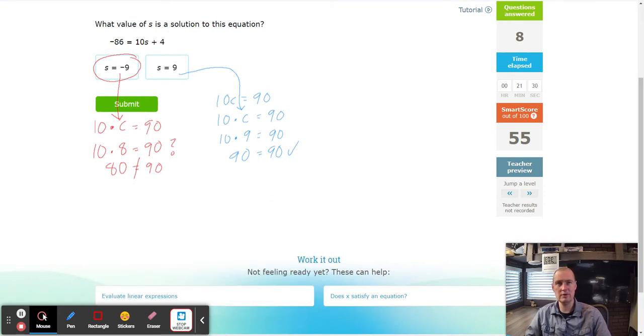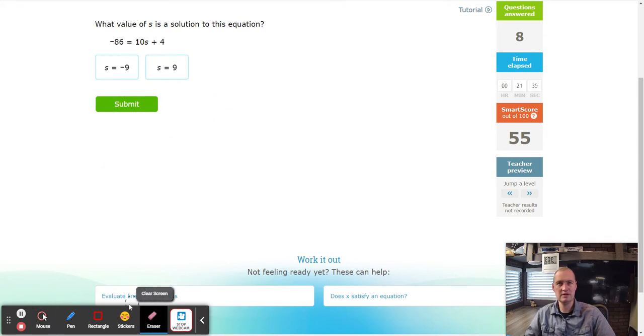Now it's getting a little bit harder. They put a negative on the sides and all that, but you know what? It's still the same thing. So first step, we're going to go ahead and just copy it down. We got negative 86 equals 10s plus 4.